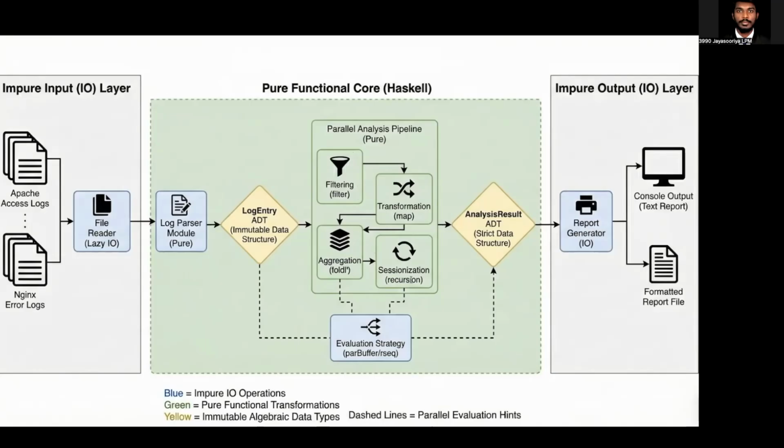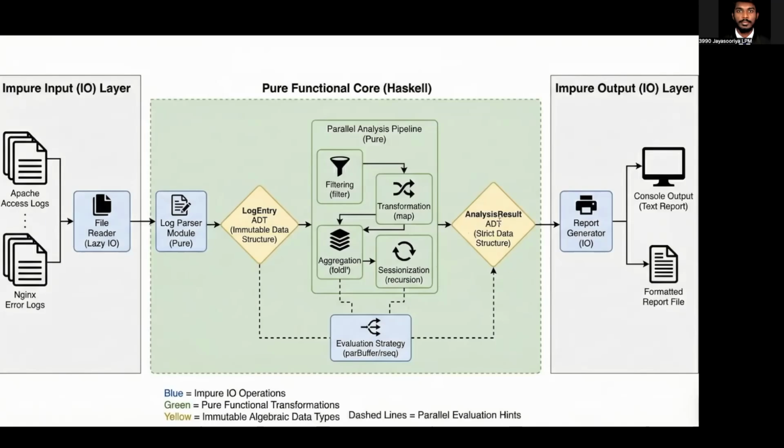And the sessionization function doesn't use for loops; it uses recursion to traverse the list of logs and group actions by user session. And the evaluation strategy: our core is pure, with no side effects, so we can parallelize execution trivially. We simply give the compiler a hint, the parBuffer, to process chunks of the list in parallel. We gain multi-core performance without writing a single lock, mutex, or semaphore.